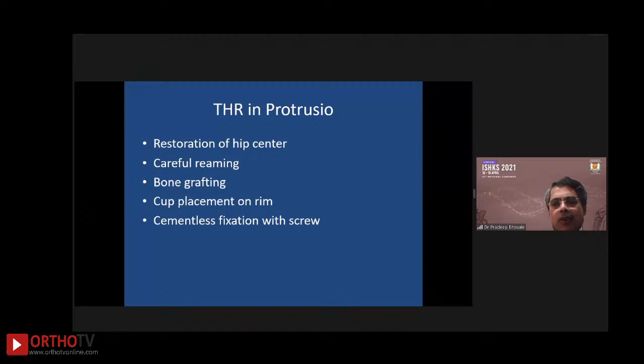And there's always a risk of screws going medially. So intraop X-ray, because many times we see the screws are protruding in the pelvis. So that's a very common situation in these cases. So with intraop X-ray, you can withdraw the screw if it is penetrating too much into the pelvis. Thank you.